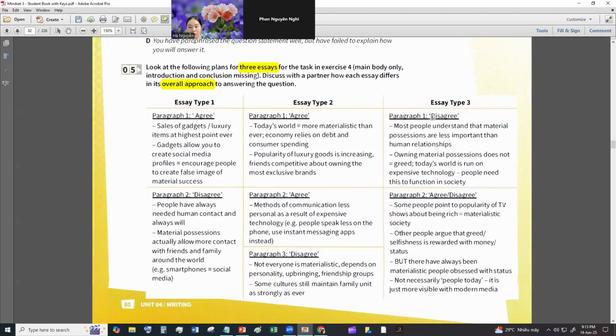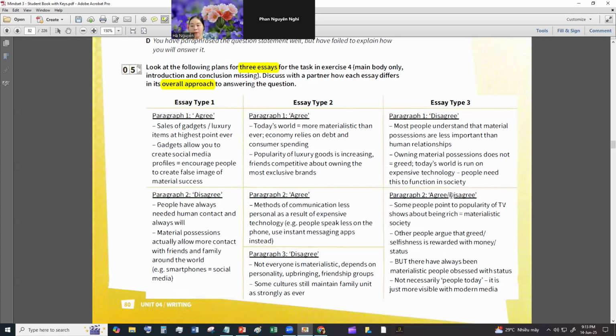This is the writer's main opinion. Most people understand that material possessions are less important than human relationships. Owning material possessions does not mean greed. Okay, and then in paragraph 2, what the writer is doing is acknowledging the opposing view and counter-arguing that.